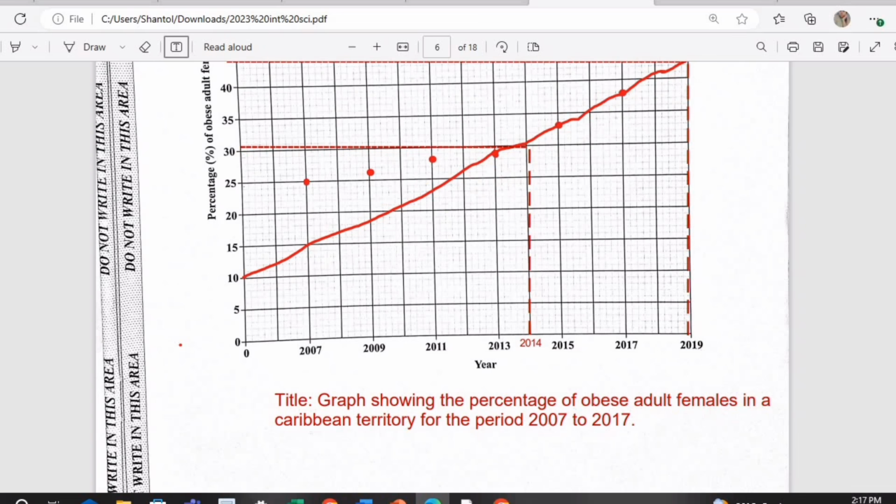They didn't ask us to, but guys, remember, whenever you get a graph, always put a title just to be safe. So: Graph showing the percentage of obese adult females in a Caribbean territory for the period 2007 to 2017. All right.